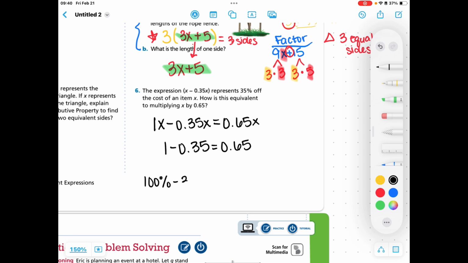100% minus 35% will give you 65% of the total cost. I'll write it under of the total cost. So that's how it's the same. All you have to do is subtract them. 1 minus 0.35, and that's going to give you your result.